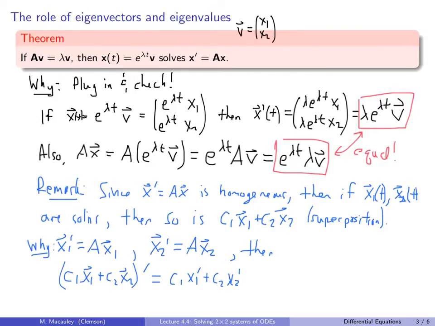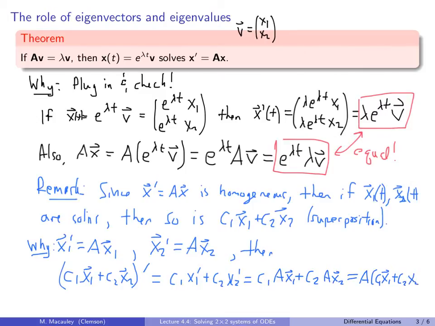And we know that x1 prime is just ax1, and this is just ax2. So we can write this as c1 ax1 plus c2 ax2. And we can factor out the a to write this as a times (c1 x1 plus c2 x2).